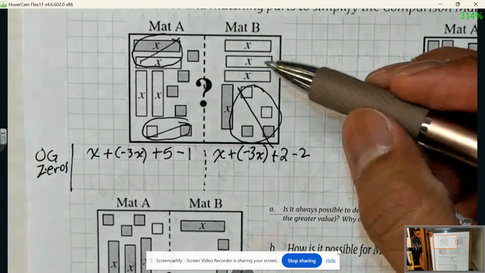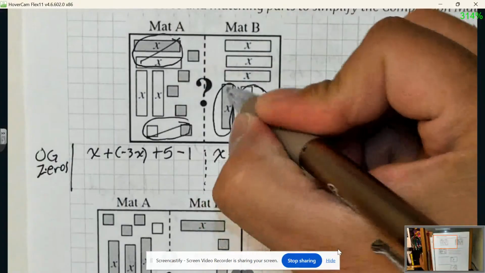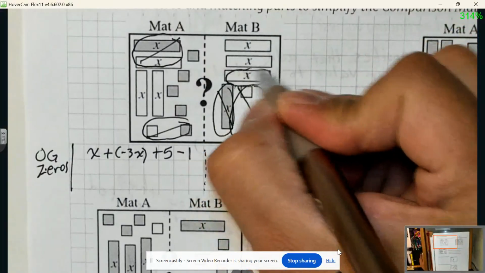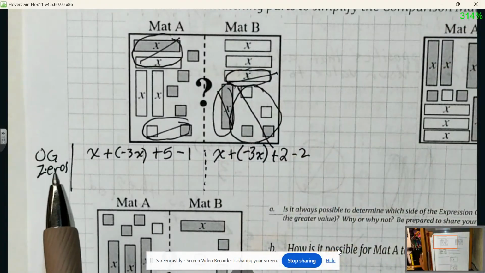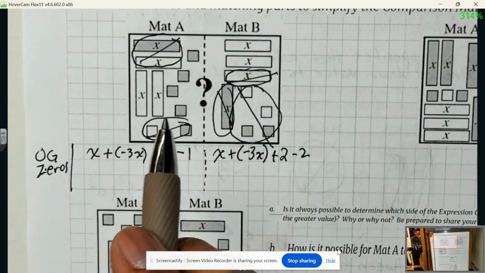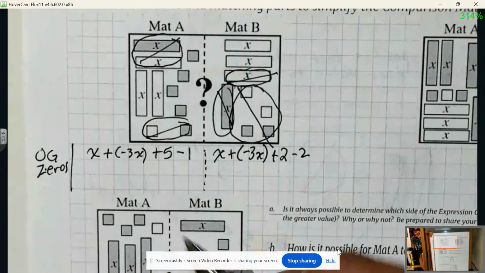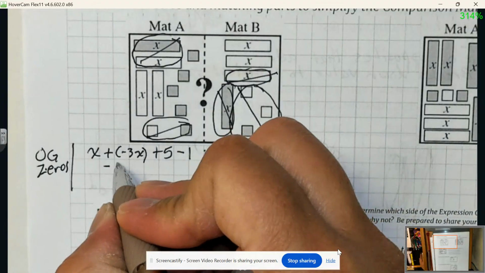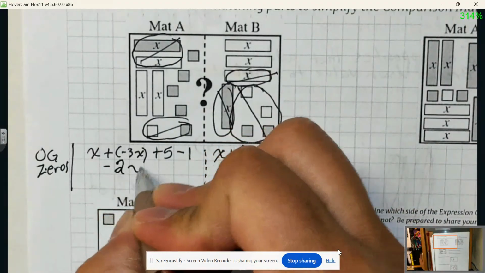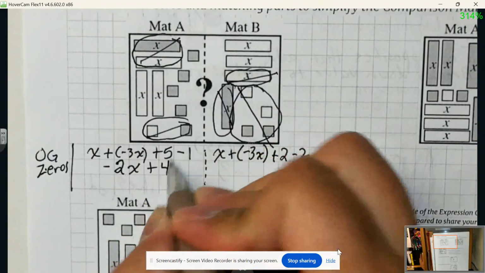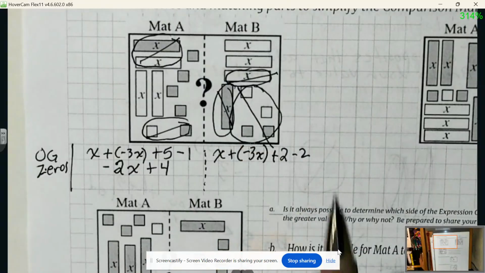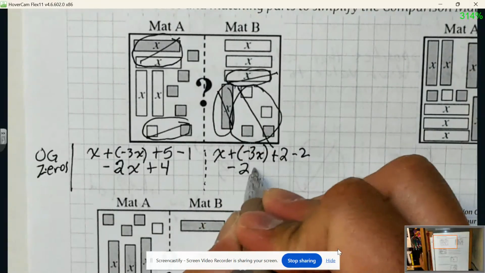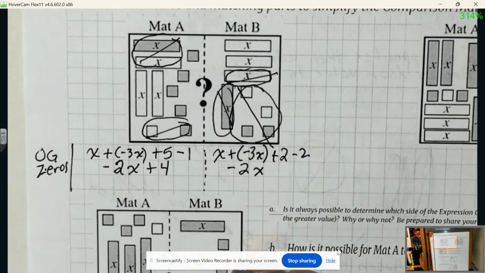So if you look at the x's, we see that we have a positive x and a negative x, which could be taken out. Now, that step of 0 pairs gives us a new simplified expression. This is negative 2x plus 4. And on the right, we have just negative 2x. All right, so at this point, it might be a little bit obvious which one might be bigger.